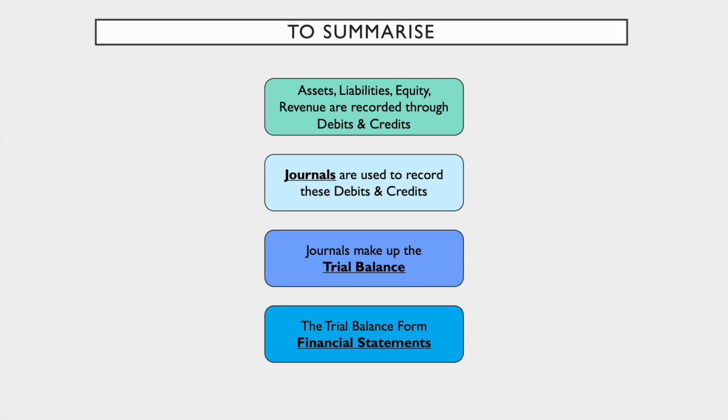So finally, just to summarize, assets, liabilities, equity, revenue and expenses are recorded through debits and credits. The impacts of transactions are recorded through debits and credits. Debits and credits are then recorded in journals. Those journals make up the trial balance, and the trial balance effectively forms the financial statements. So that is just an introduction to some accounting terminology, debits and credits, trial balance, general ledger accounts, and, at a high level, how these come together to form the financial statements.